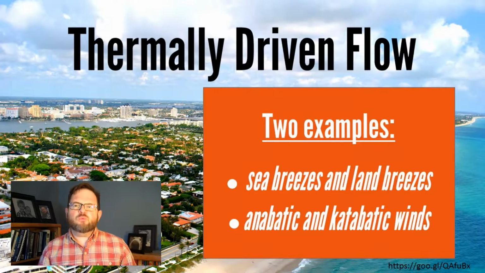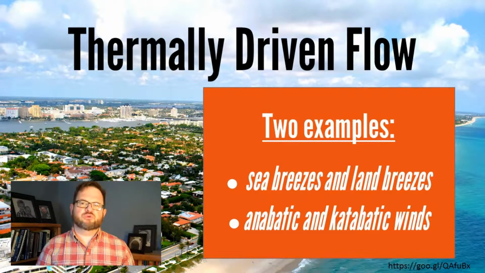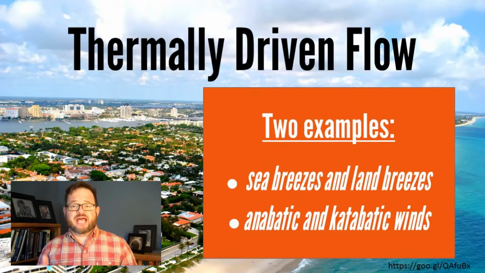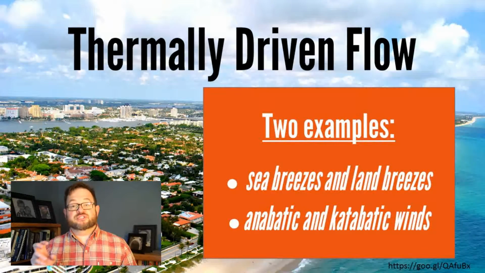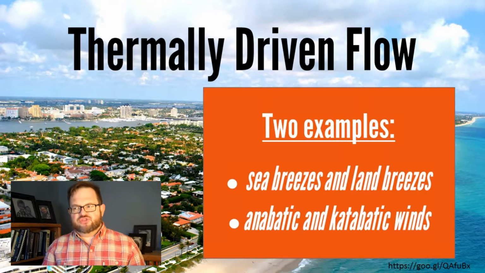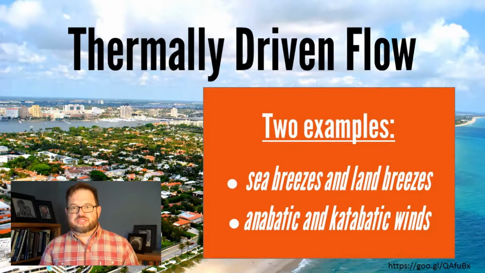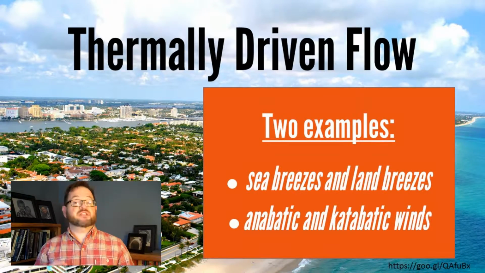So basically we have two main examples that we're going to be using in this class as our way of illustrating what we're talking about thermally driven flow influencing the local circulation. One will be the set of circulation features we call land breezes and sea breezes, and the other will be what we call anabatic and katabatic winds. They're by no means the only examples of thermally driven circulations in the atmosphere, but they are ones that certainly have power potential with regard to like energy production and so on.